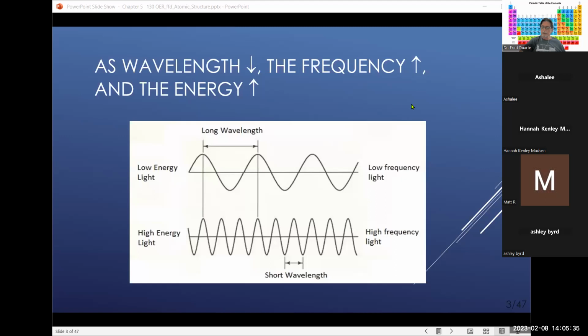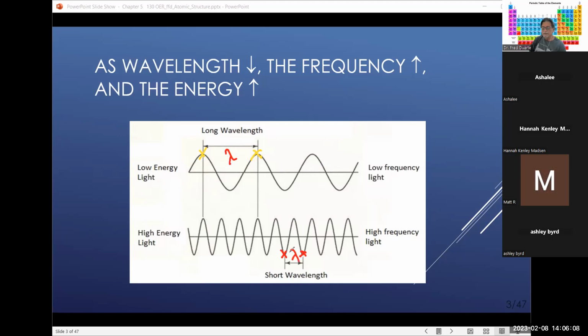So here we have 2 wavelengths. If we look at the top one, we see the wavelength going from this point to this point. Let me change the color. And that's its particular wavelength. Whereas if we look at another one, we have a point from here to here. That distance is lambda.